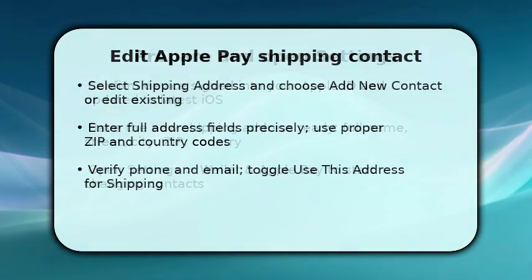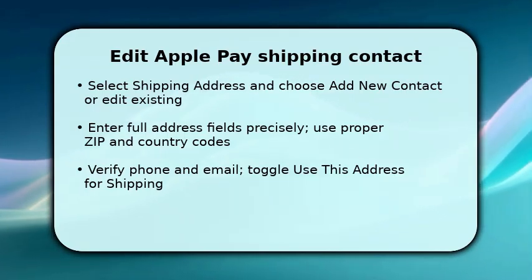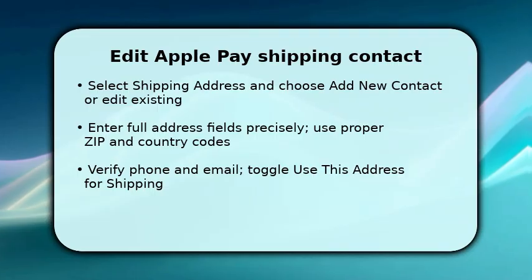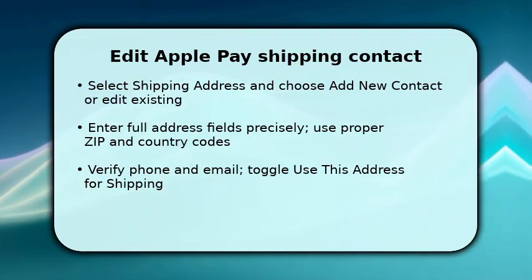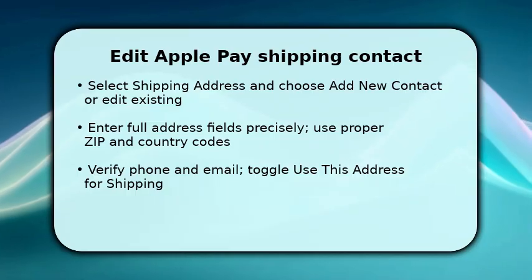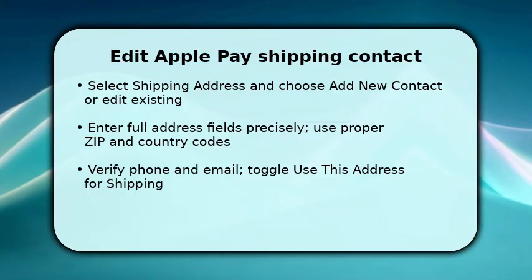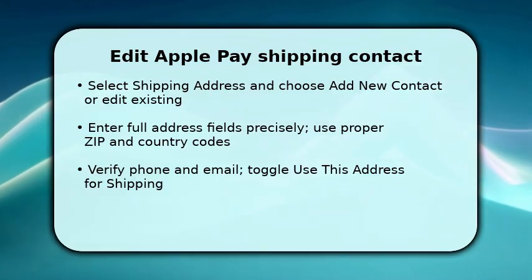Next, choose Shipping Address inside Wallet and Apple Pay and either edit an existing contact or tap Add New Contact. You should type the street, apartment, city, state, zip, and country exactly to prevent merchant rejections. Postal formats matter. Enter a reachable phone and current email because merchants may use them for delivery updates.